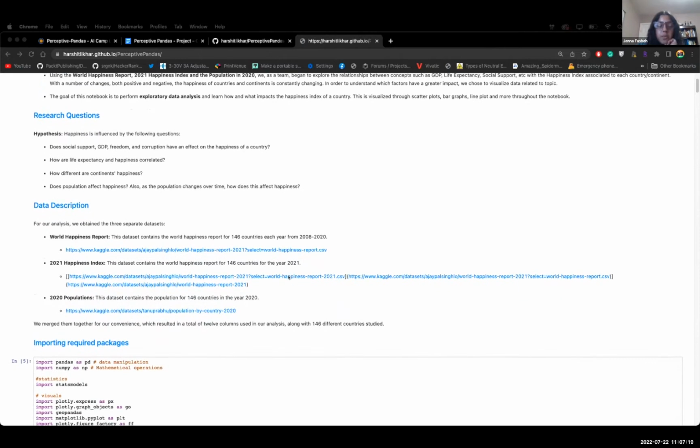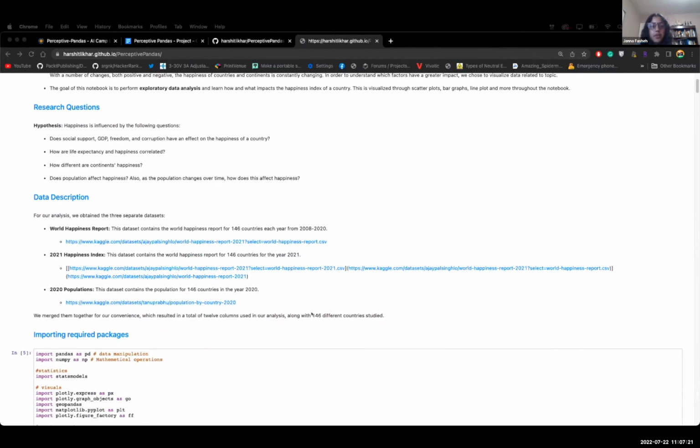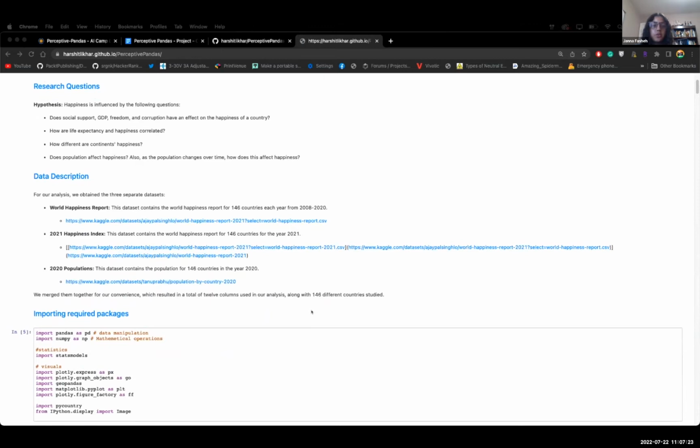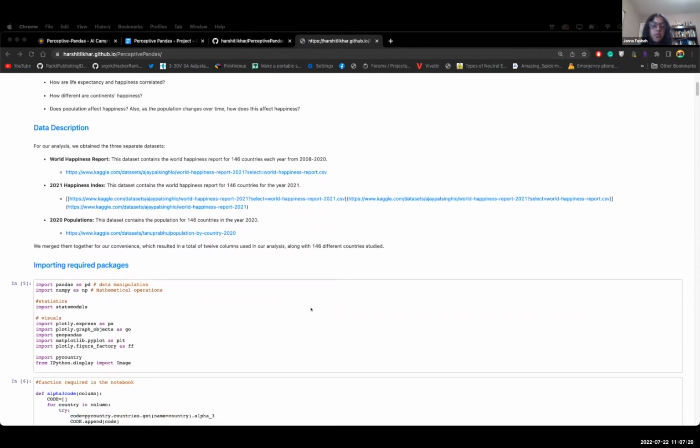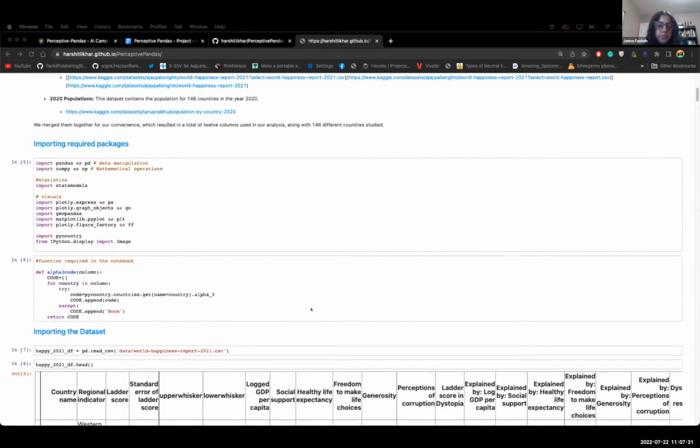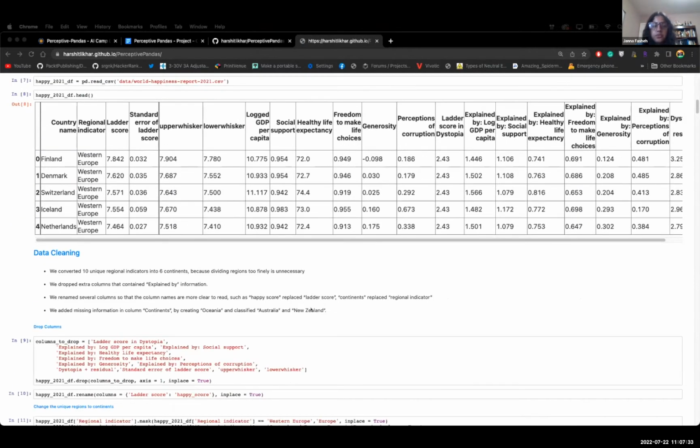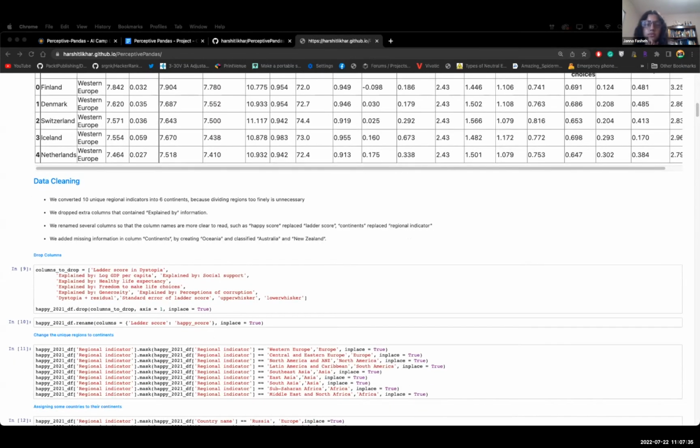So we used three separate data sets: the World Happiness Report from 2008 to 2020, the 2021 Happiness Index, and populations from 2020, and imported the required packages. We did some data cleaning.